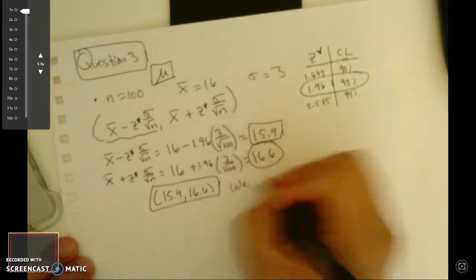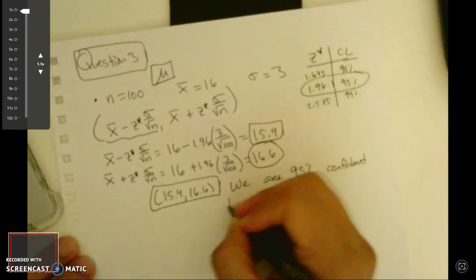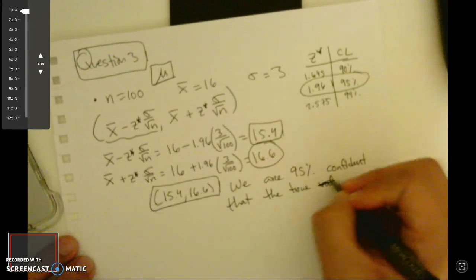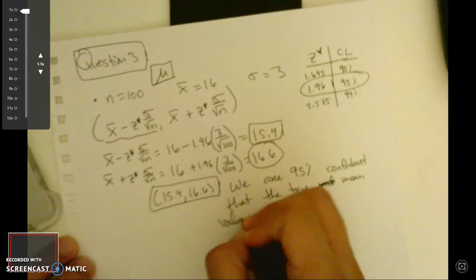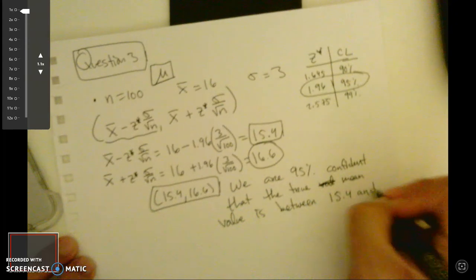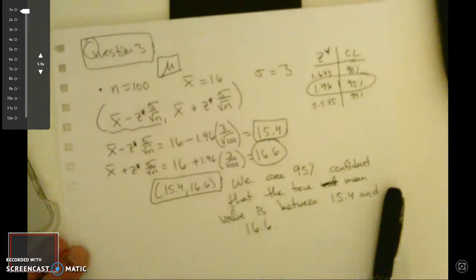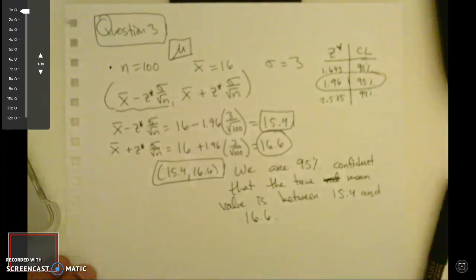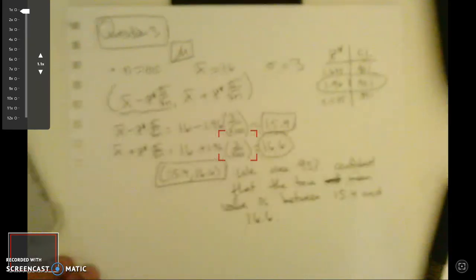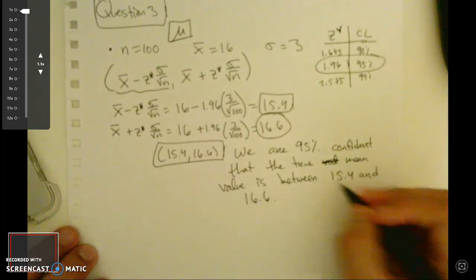So we are 95% confident that the true mean value is between 15.4 and 16.6. I don't know if you guys can quite see. There you go. I hope this helps a little bit. Hold on just one second. Okay, so that's what we say. We are 95% confident that the true mean is between these two values. That's what we got.